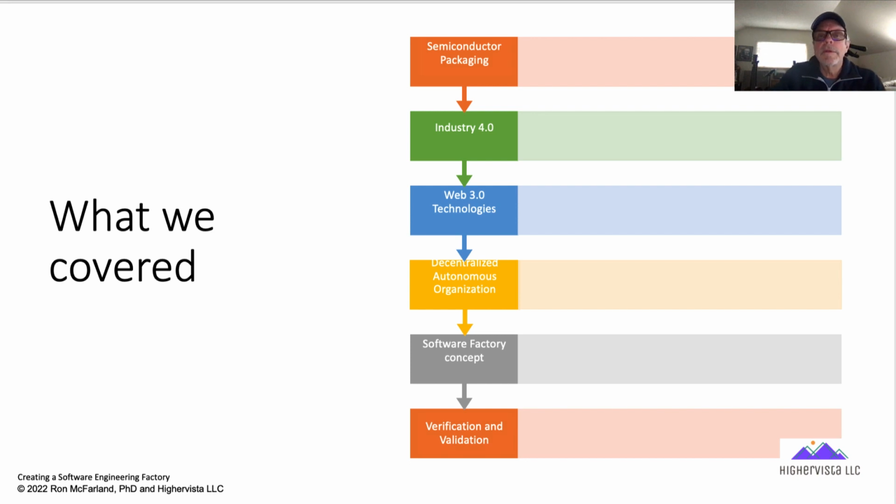So this is what we covered: semiconductor packaging, Industry 4.0, Web 3.0 technologies, how that contrasts with the current web technologies, DAO, decentralized autonomous organizations, software factory concept, and that includes SDLC, Spiral, BOEM, Agile, pick your flavor, verification and validation that could apply up the chain to hardware and software. Again, these are 6 components, mix and match based on your environment. An introduction, you can interject other aspects that you read about here to build that constellation to support the environment.